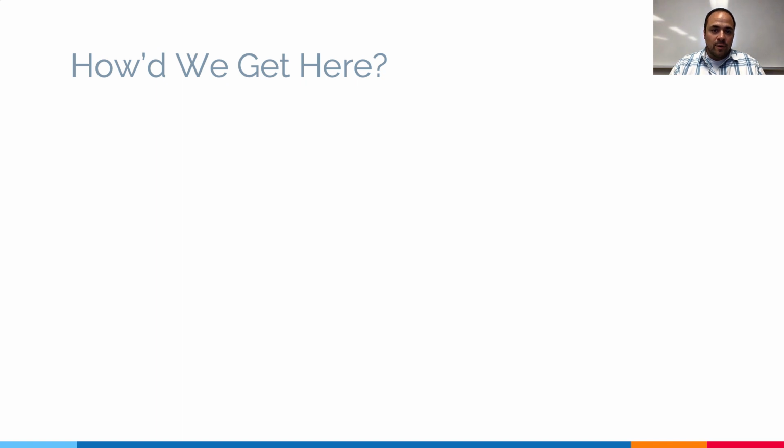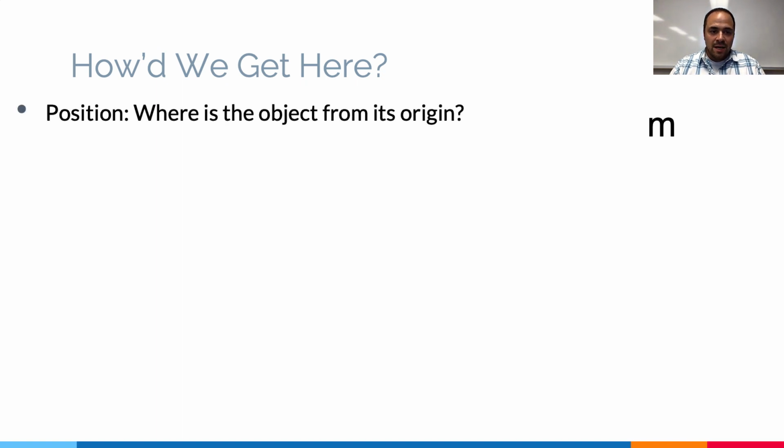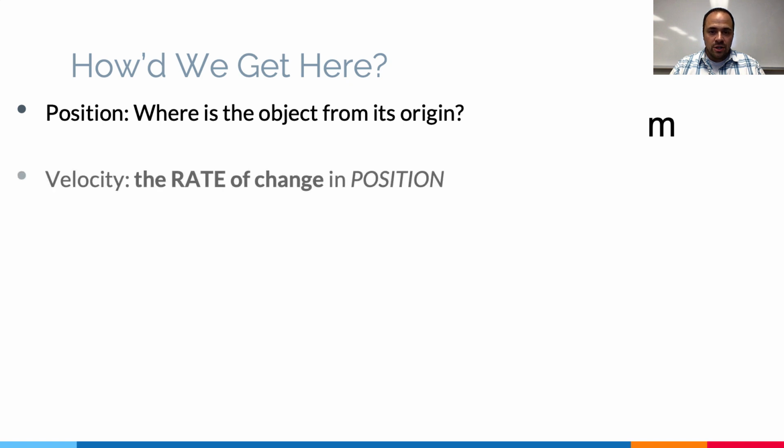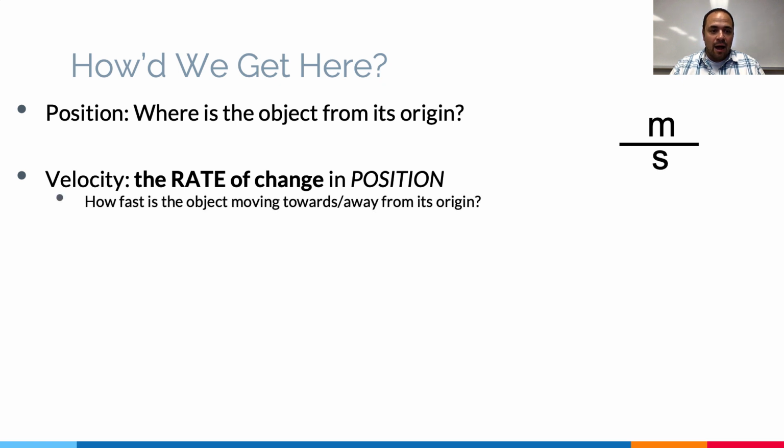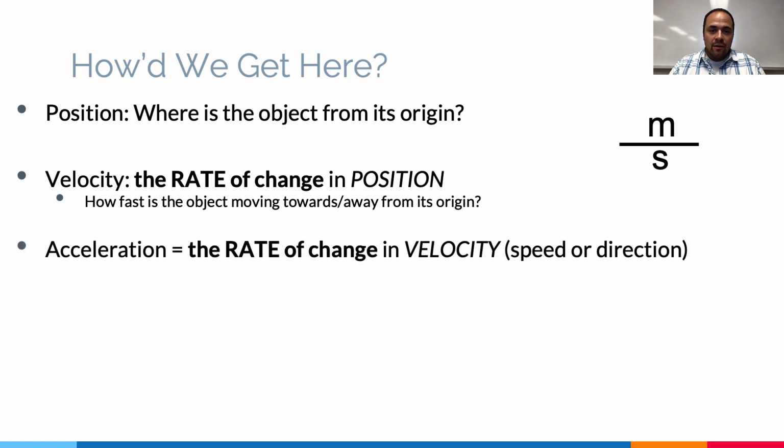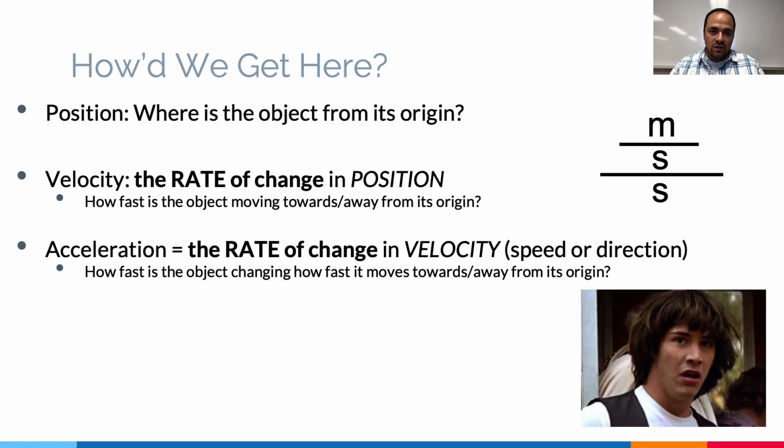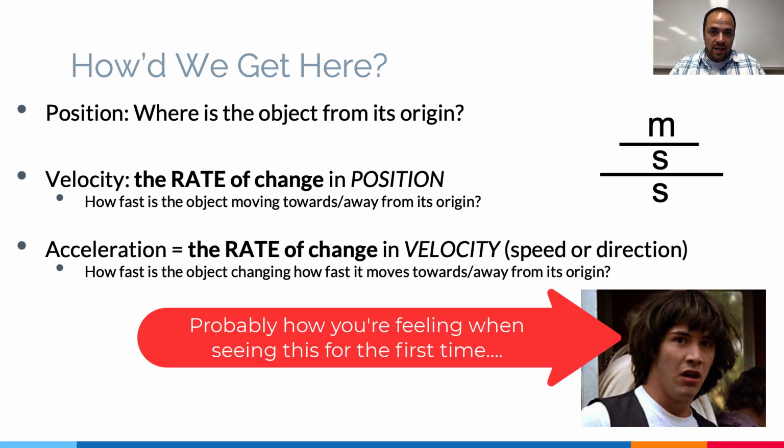All right, so a little more of a recap. We started with position. We measure that in meters, and that is where the object is from its origin. Velocity is the next step. That's the rate of change of position. We measure that as rate, again, is how long. So meters per second. How fast is the object moving towards or away from its origin? And then we're now at acceleration, which is the rate of change of velocity. So rate of change of speed or direction. So that is how fast the object is changing how fast it moves towards or away from its origin. And I know that seems really overwhelming, hence the shocked Keanu Reeves look right there.